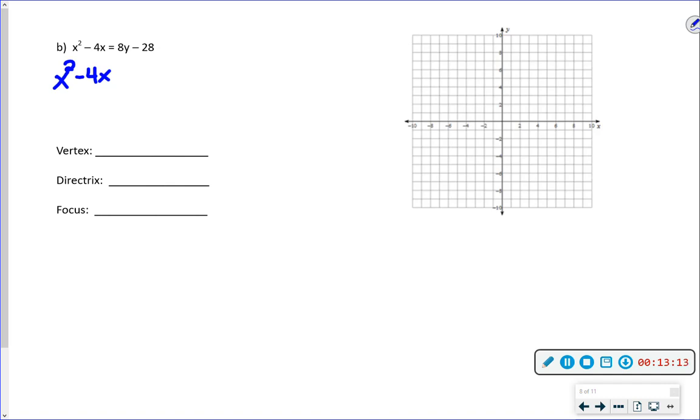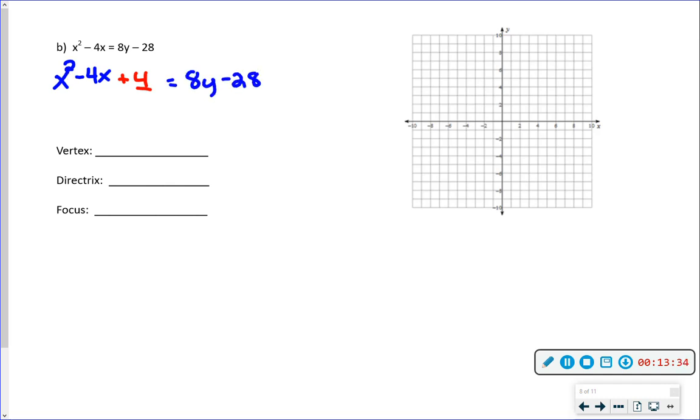You're going to do half of b, and then I'm going to square it. Remember, b is your coefficient on x. Half of 4 is 2, squared, 4. So I'm going to add 4 over there. And of course, I'm going to add 4 on the other side too.